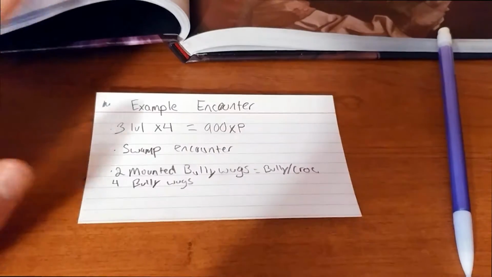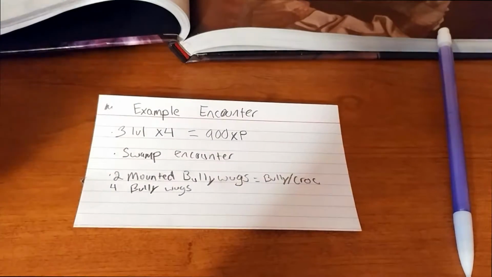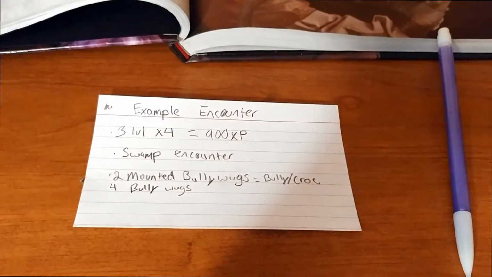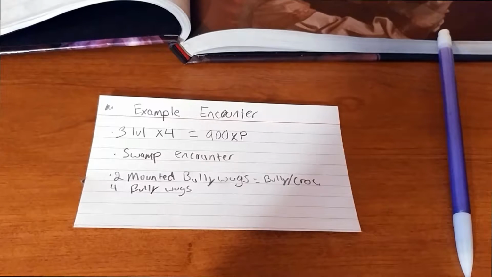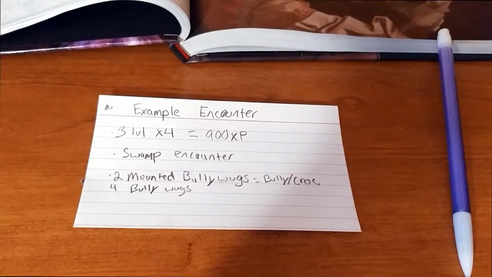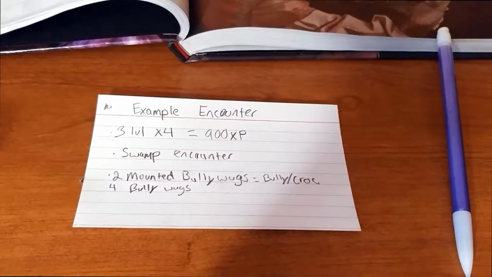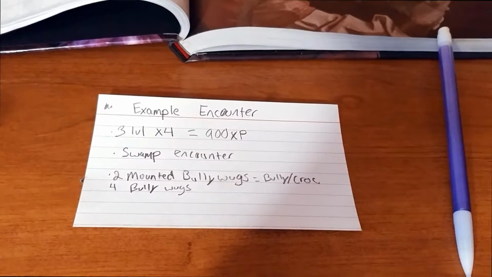I decided that I wanted it to be a swamp encounter, and what do you find in swamps? Crocodiles and bullywugs. So I came up with the idea of having 2 mounted bullywugs, mounted on top of crocodiles, which boosts the encounter just a little bit, and I'll explain how that works. And then 4 regular bullywugs with them, so a total of 6 bullywugs and 2 crocodiles.